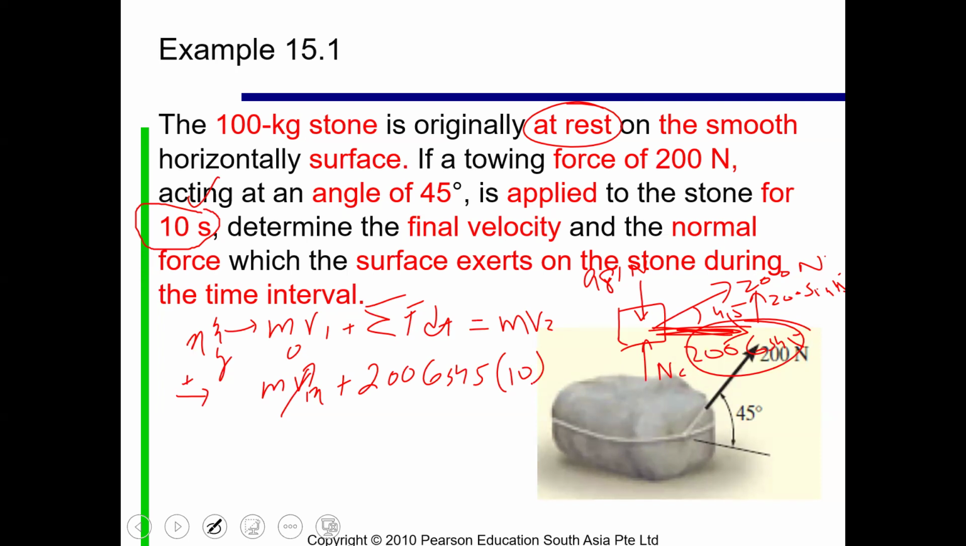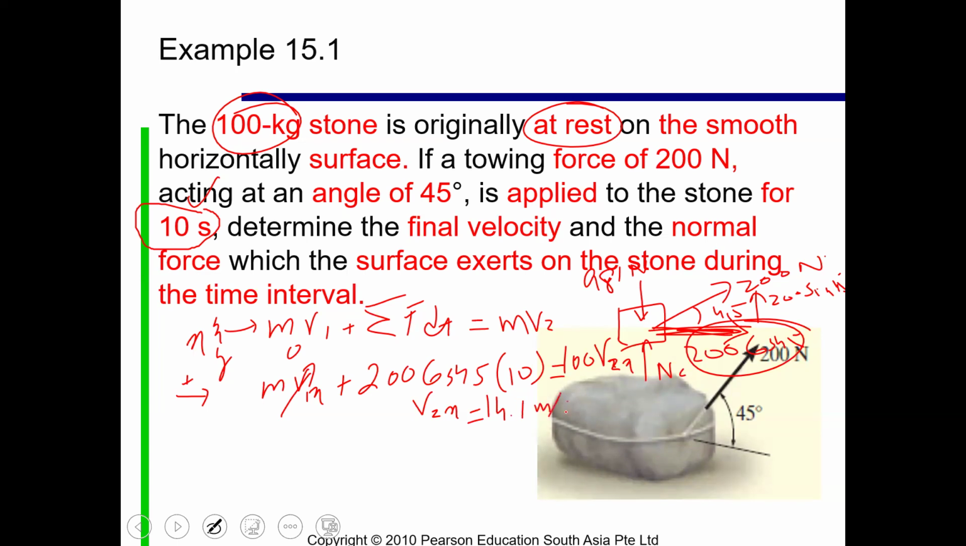And what should I write for the final one? The final one is m, I already know, this is 100. V2x is not provided. V2 is what I will calculate, right? So there would be a final velocity that I will calculate, V2x. So students, can you get the velocity out of this? What would be the V2? 14.1.